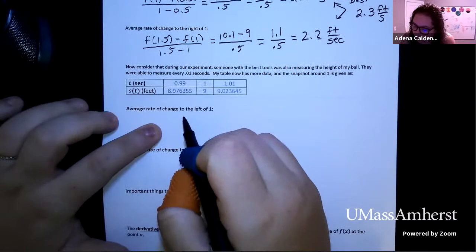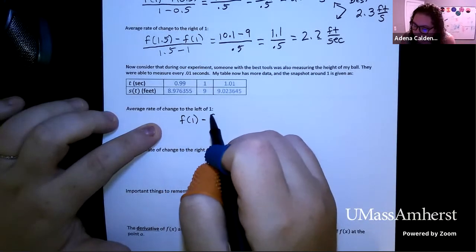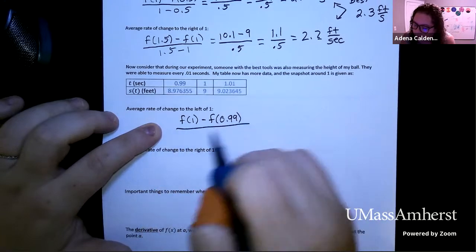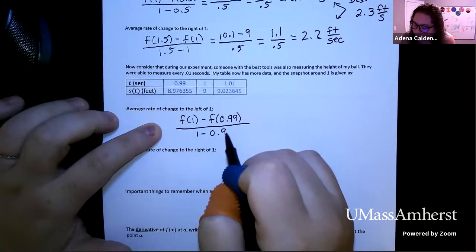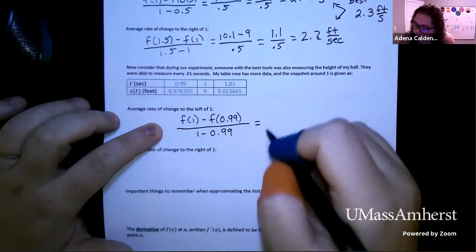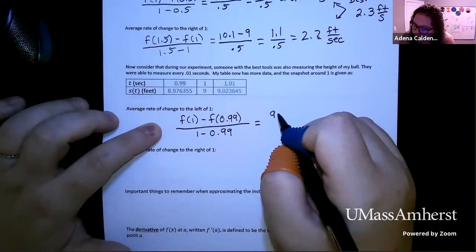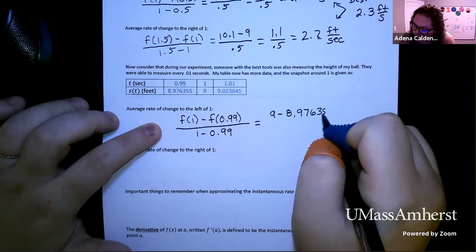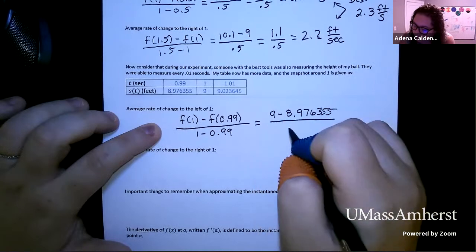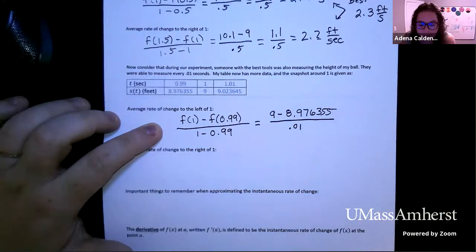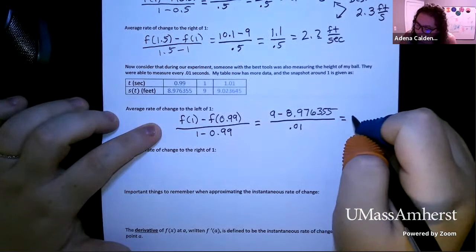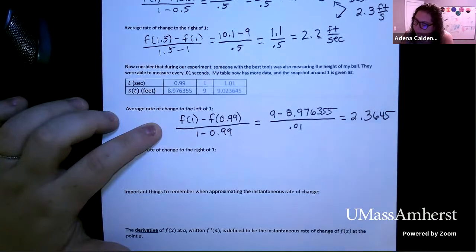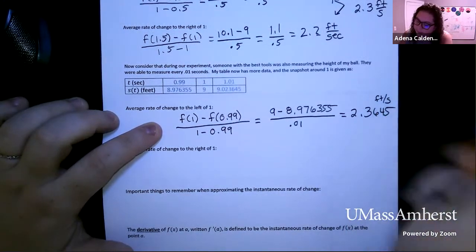And so when we did it to the left, we'd have f of 1 minus f of 0.99 divided by 1 minus 0.99. Right, we would do this on our table, so we'd have 9 minus 8.976355 divided by 0.01, okay? And when we did that, we would end up with 2.3645, and again, feet per second.